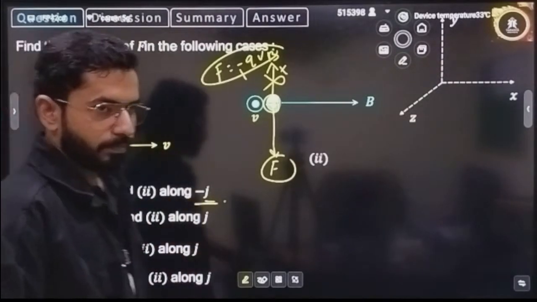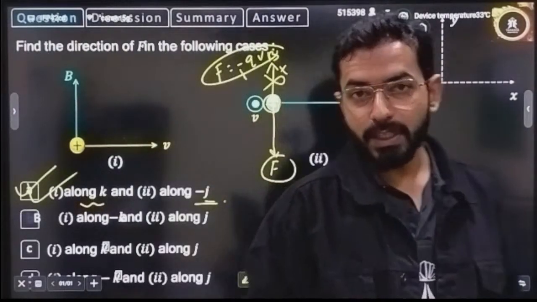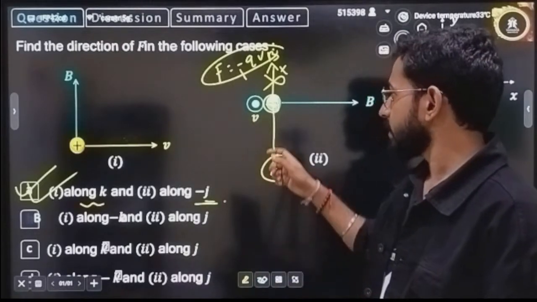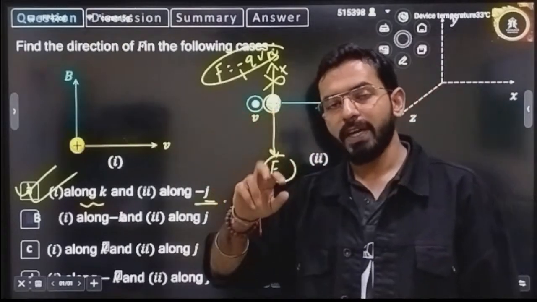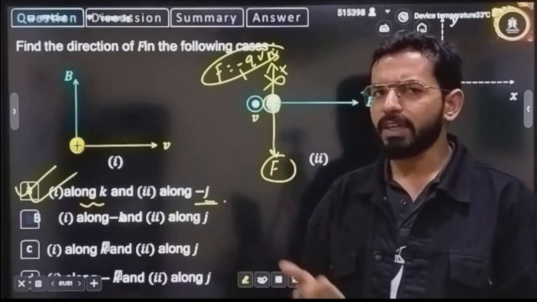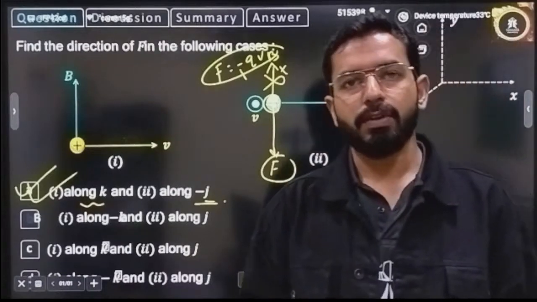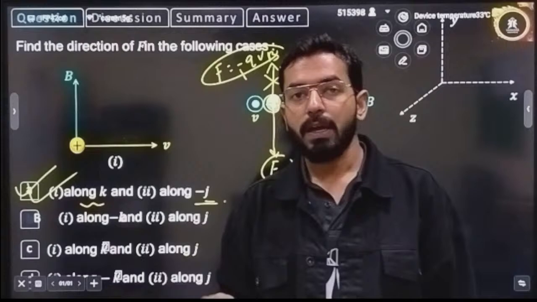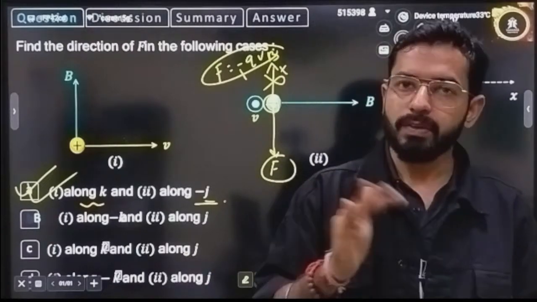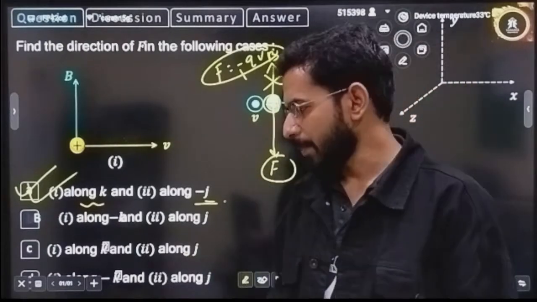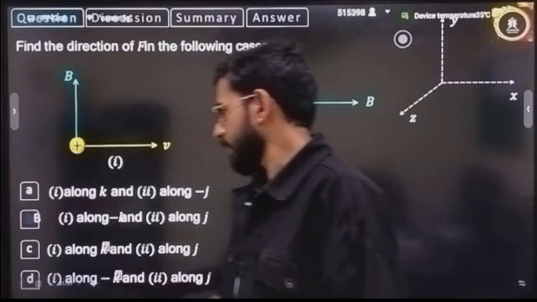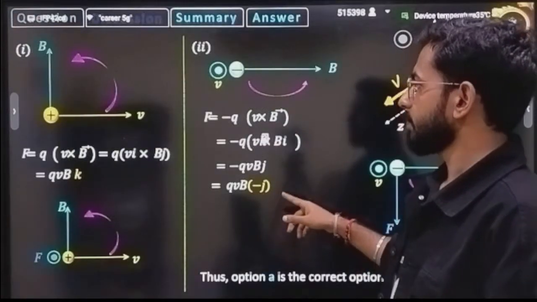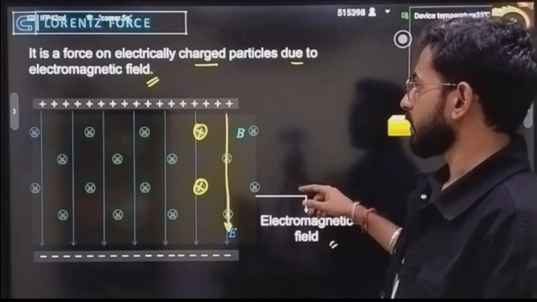Is it clear? I thought that there is a positive charge, but it is a good point that we have noticed there. When there is a negative charge, the final direction of force will be reversed. We did the same thing in electrostatics as well. When we wrote the force direction, it was the same as the electric field direction, but when there was a negative charge, we reversed this direction. We have done this a lot of times. So you have to be very careful about the sign conventions. Right. Option A will be correct.